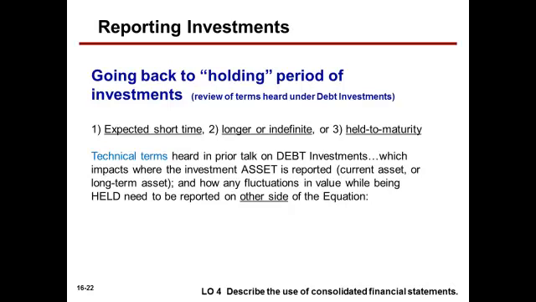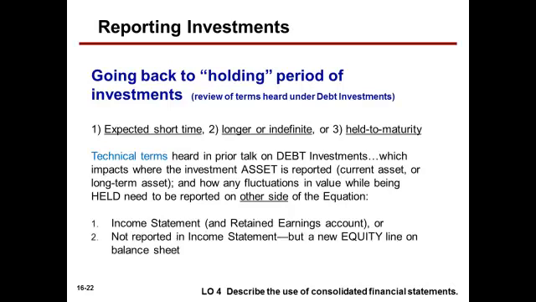And those time periods also impact how any fluctuations in value while being held need to be reported on the other side of the equation. Fluctuations in value while being held are called unrealized gains or losses. What do I mean by the other side of the equation? Well, either the income statement and the retained earnings account ultimately, or not reported in the income statement, but a new equity line on the balance sheet.